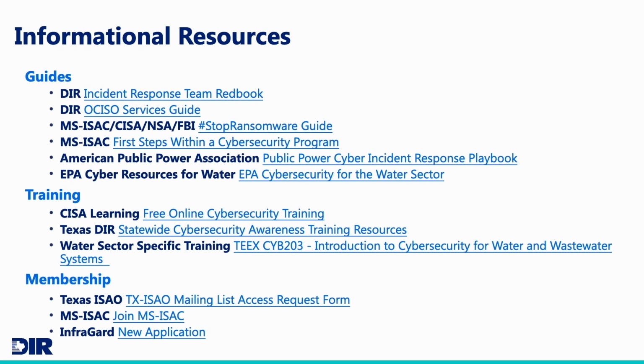DIR, our red book, our CISO services guide has a lot of services that are available for you to choose from. MS-ISAC put out a Stop Ransomware guide. It's been out for a few years now, but the information in there is very relevant. It's just practical things that you can do to help stop the spread of ransomware or ransomware attacks, and what to do should you find yourself in that situation. That's still a really good resource there. CISA offers training for cybersecurity. Don't be afraid to access that. And then we talked about some of the memberships that you can join, like the Texas ISAC, MS-ISAC, and then InfraGard.